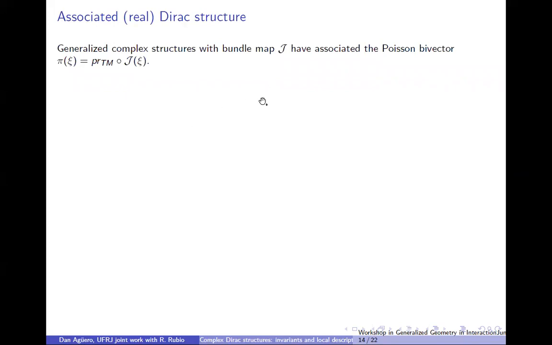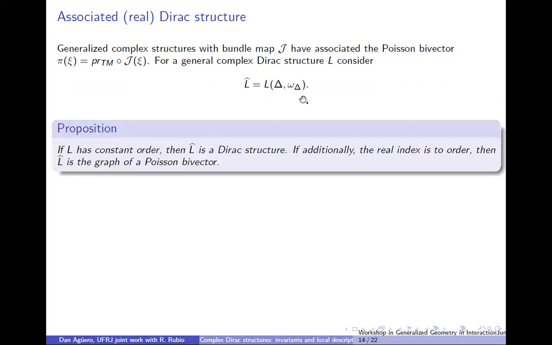So we recall that a general complex structure has an associated Poisson bivector in this way. So for a complex Dirac structure, we have the following. We take the L hat in the following way, of L of delta omega with omega delta. Then when the order is constant, this L hat is a Dirac structure. And if additionally the real index is equal to its order and both are constant, then this L hat is the graph of a Poisson bivector. And alternatively, we can see this L hat as a projection. These are computations.